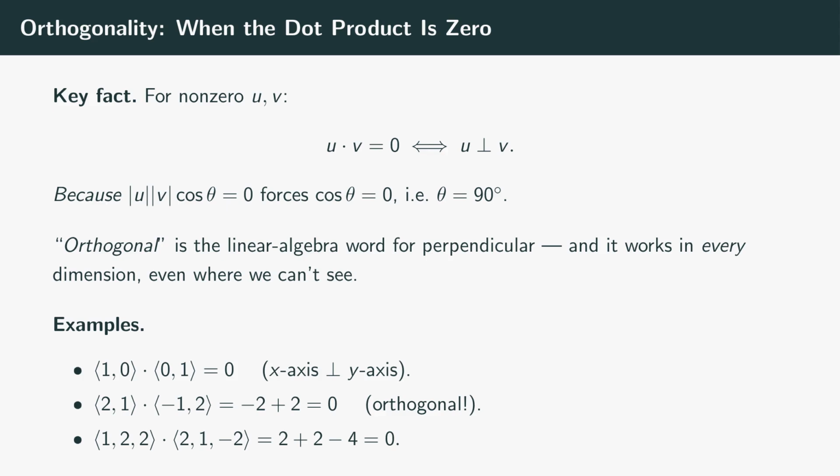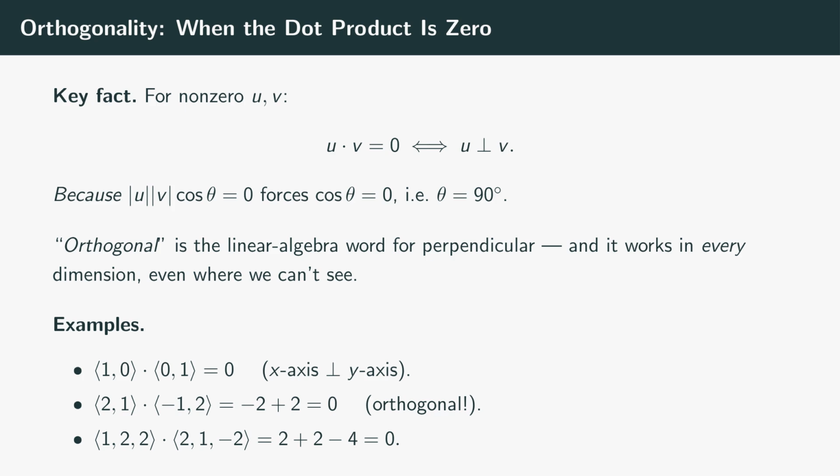Now the second payoff, and it might be the single most useful fact in the course. Look at the identity again. The dot product is the lengths times the cosine. If the two vectors are non-zero, the lengths can't be 0, so the only way for the dot product to come out 0 is for the cosine to be 0, which means the angle is exactly 90 degrees. So for non-zero vectors, the dot product is 0 precisely when the vectors are perpendicular.